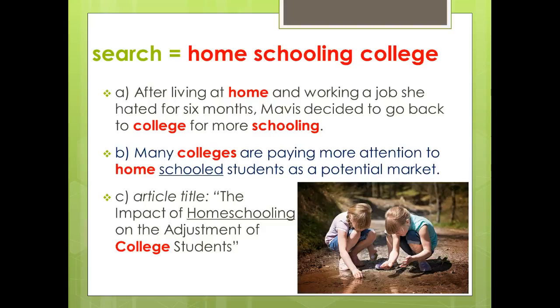B has a match on the word colleges and the word home, but it uses a different form of the word school than we typed in. So the database would not consider schooled to be an exact match for the word schooling. So B will not be in our search results. Looking at C, there's a match on the word college, but they use the word homeschooling as one word. We typed it in as 2 words, so that would not be considered an exact match either. So C will also not show up in our search results.